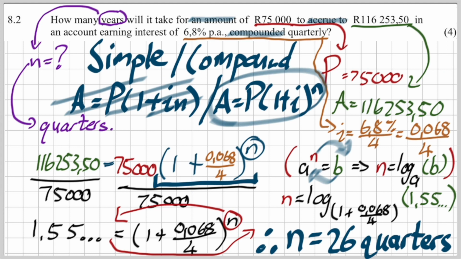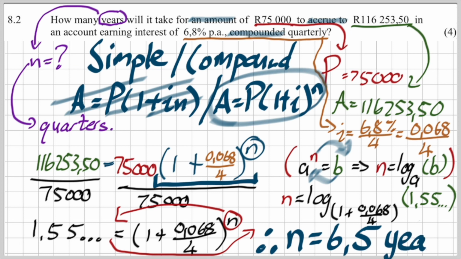Quarters. But the question was, how many years? So how am I going to get quarters to years? I'm simply going to divide by 4. So this means that N is 6.5 years. So it's going to take 6.5 years to grow 75,000 to 116,253.50. As simple and as easy as that.